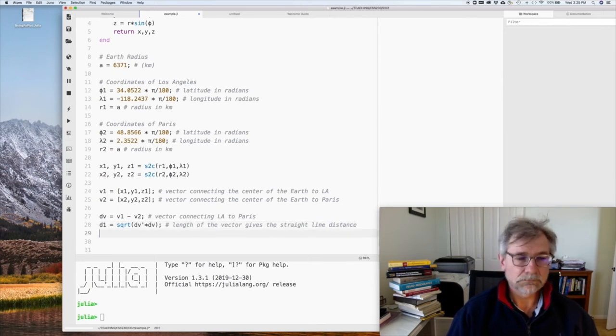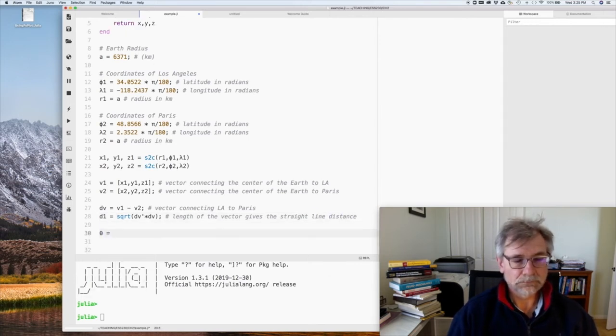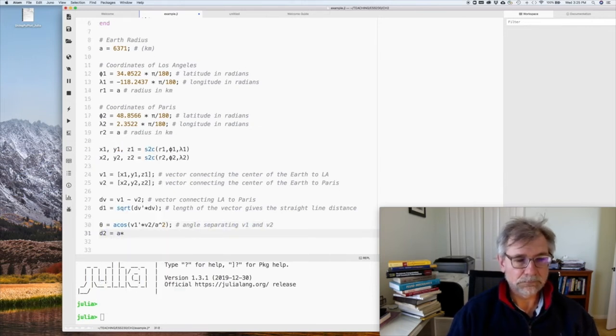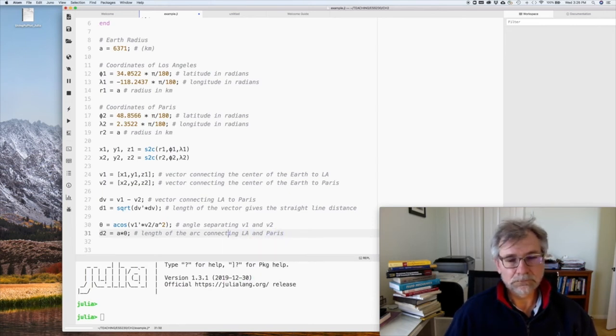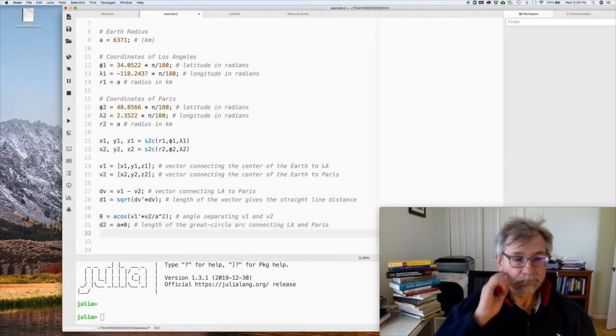So this is the straight line distance, and the way I do the dot product is using matrix multiplication with the prime, which means a transpose. So dv is a column vector, and dv prime is a row vector, so dv prime star dv is the same thing as the dot product. Then I use the same trick inside the arccos formula to get theta, and then I get the distance along the great circle by multiplying the angle by the radius of the Earth.